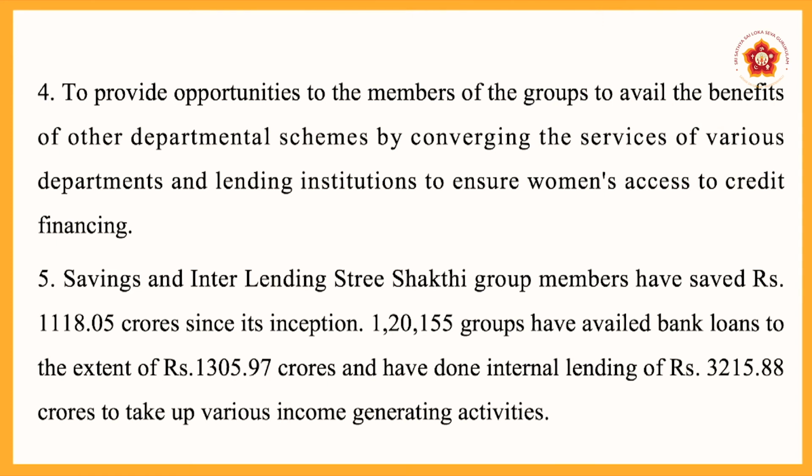Then savings and interlendings in the Shri Shakti group members, some data is given here on how well they have performed. They have saved rupees 1118.05 crores since its inception. So, you can see how big money they have made for themselves. 1,20,155 groups have availed bank loans to the extent of rupees 1,305.97 crores and have done internal lending of rupees 3,250.88 crores to take up various income generating activities. So, this is the kind of success these groups have seen.